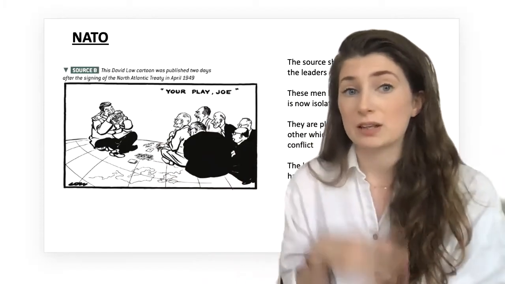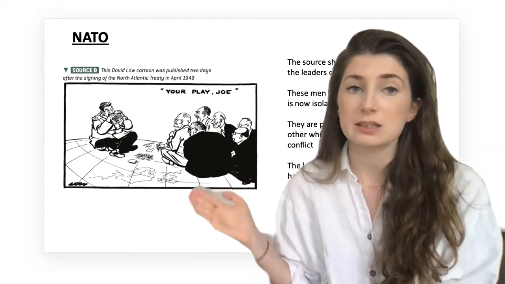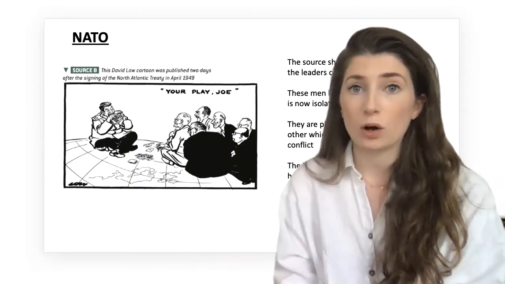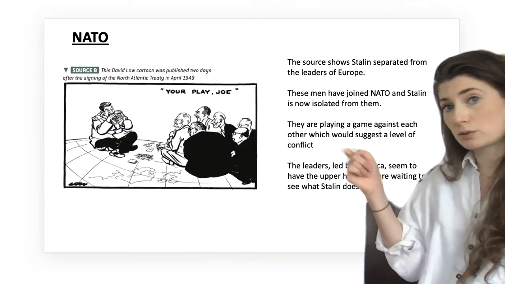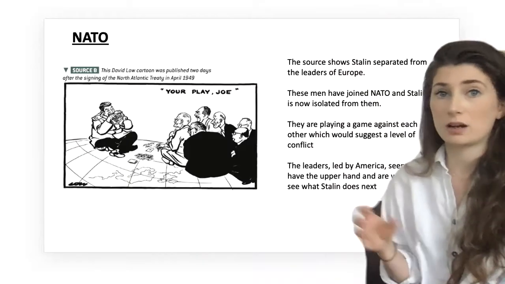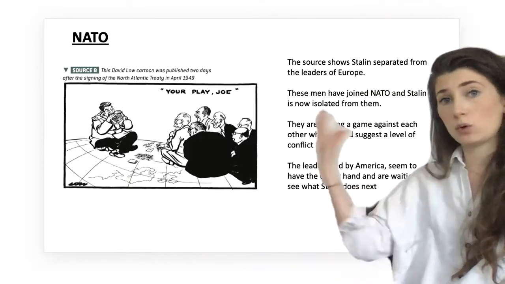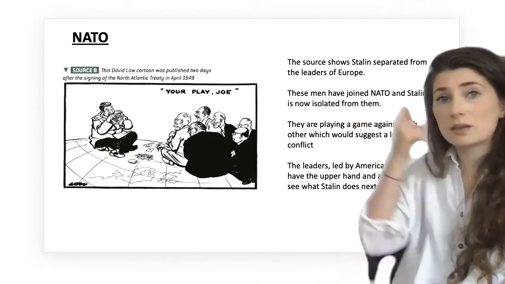Imagining our question said, source A shows the isolation of Stalin after NATO was signed. How do you know? Step 1 will be pick out your points. What can you see in the source? I can see these things. They all relate to the idea of his isolation. They all relate to the source. They're all using my eyes. They're not using my head, they're using my eyes.